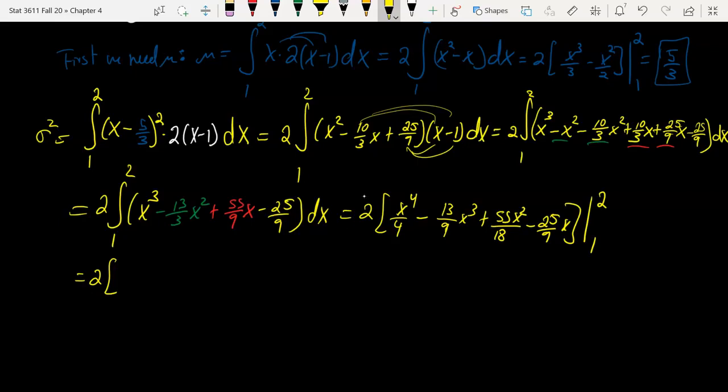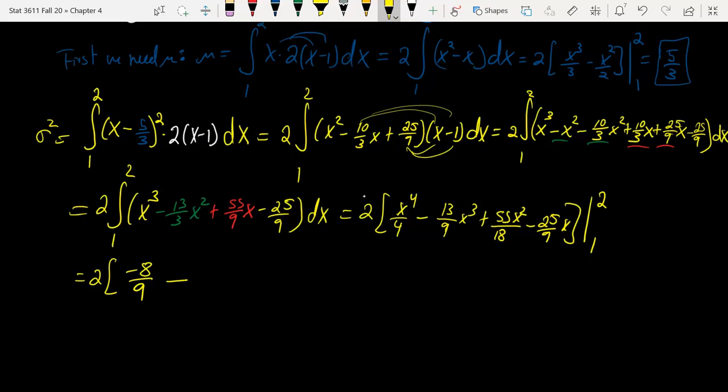All right, and then plus 55 over 18 times 2 squared. 55 over 18 times 2 squared, that's a 4. Minus 25/9 times 2, so times 4. Minus 25/9 times 2. Okay, so that is, I've got negative 8/9 when I plug in 2, minus the evaluation at 1.